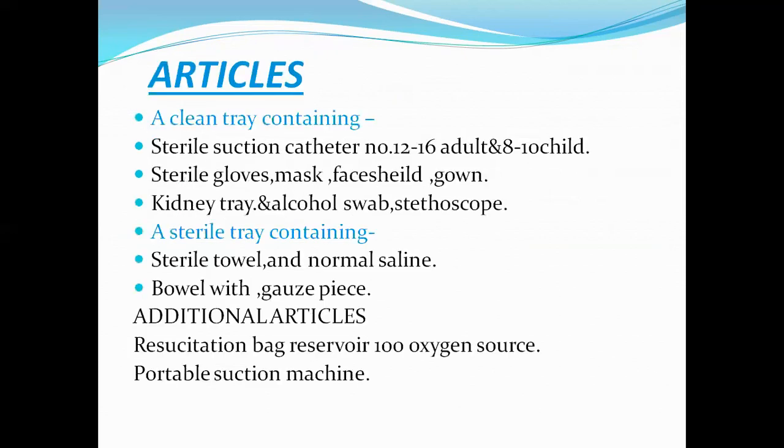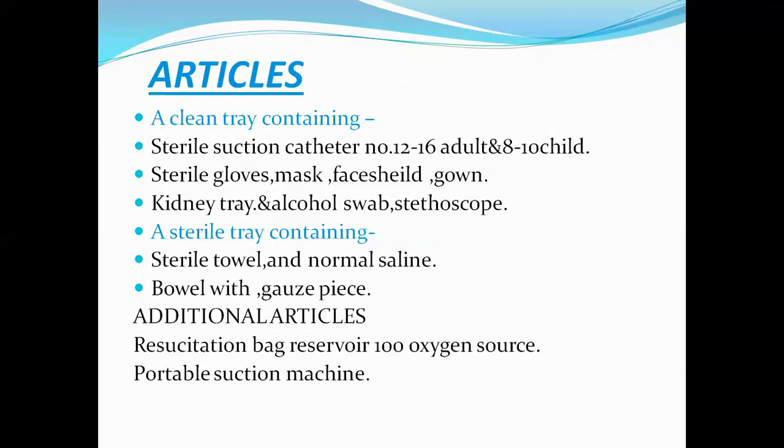Then what articles are used in tracheostomy suctioning and care? First is a clean tray containing a sterile suction catheter. The size is 12 to 16 for adults, and for children it is 8 to 10. The next are sterile gloves, mask, face shield, and gown.